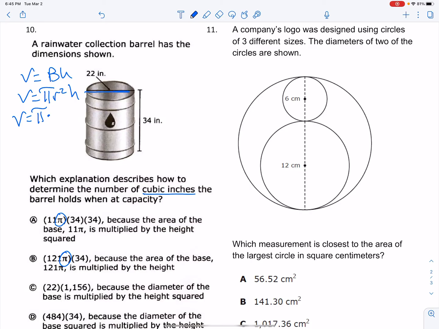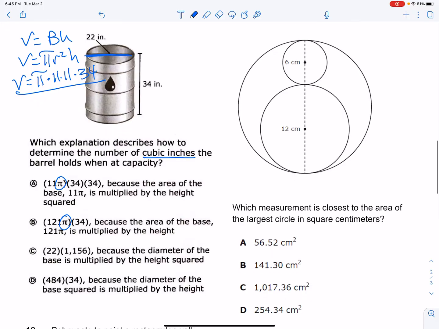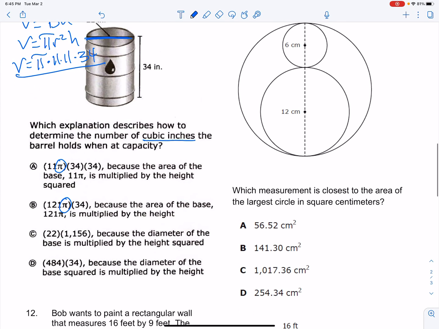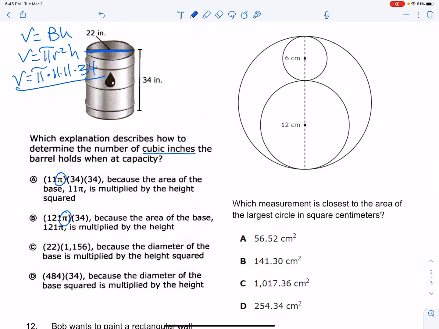Well, I gave you a diameter here. This barrel's got a diameter, so that means we need half of that. So I'm going to do 11 times 11, or 11 squared, times how tall it is, which in this case is 34. Then we come down here and look for an explanation that shows us that kind of math. Option A says we're going to do 11 pi times 34 times 34, because the area of the base, 11 pi, is multiplied by the height squared.